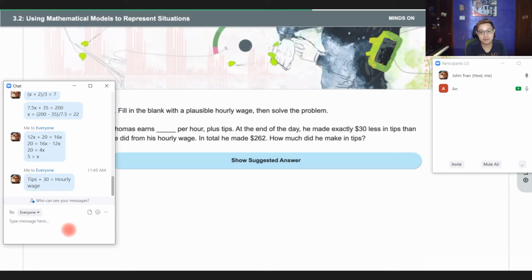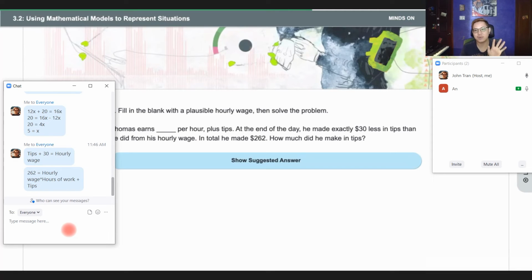So I'm just writing now. He made exactly $30 less in tip than he did from hourly wage, which means hourly wage now equals tips plus 30, isn't it? Now let's write it down. 262 is the total. So basically, hourly wage times how much he earned per hour, times the hours of work, plus tips. So 262 is total, and it equals hourly wage times how many hours of work he did, plus tips, isn't it?